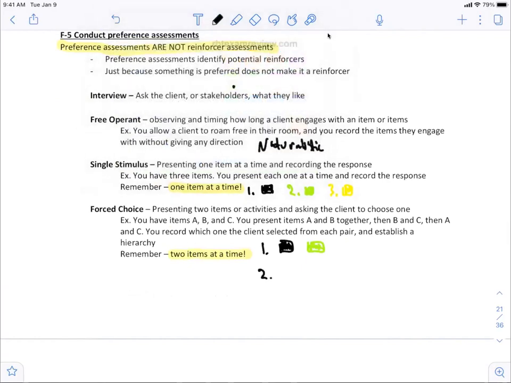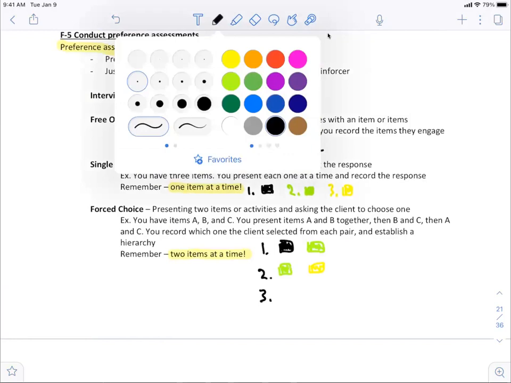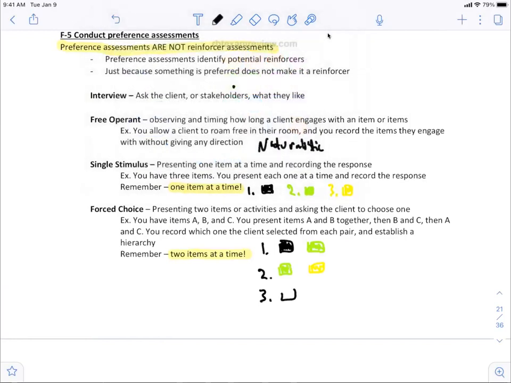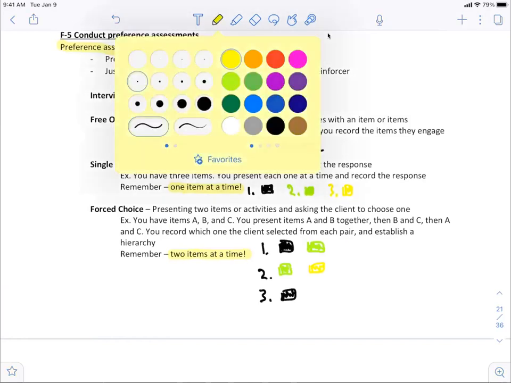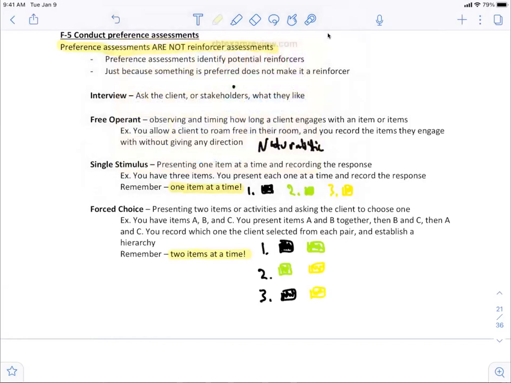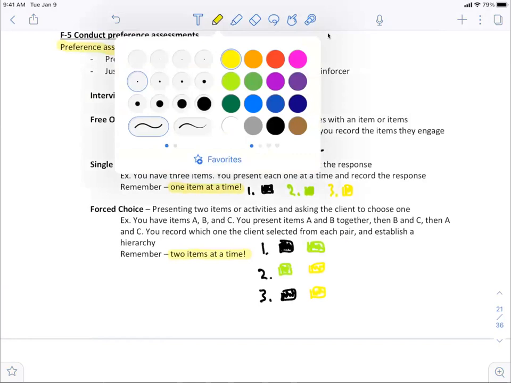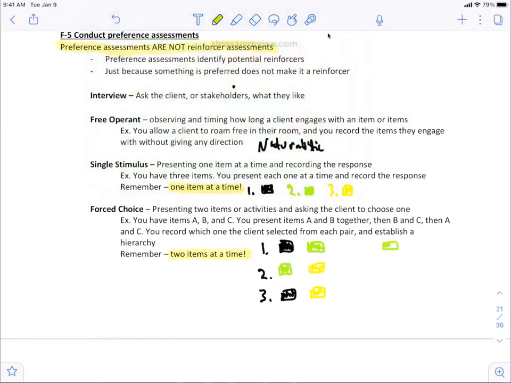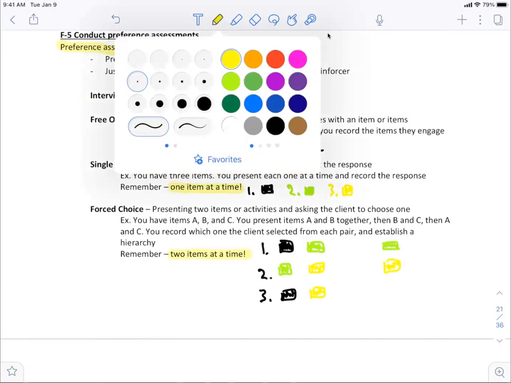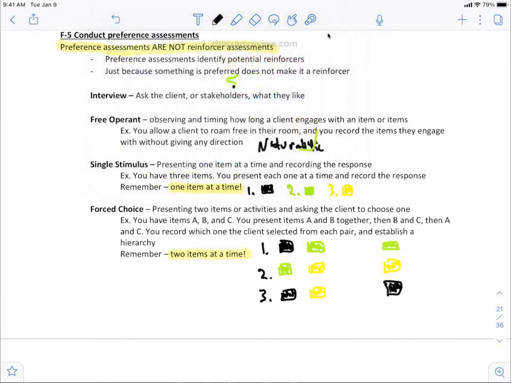Then your second trial, we would take the green square and the yellow square together. And then finally, your third trial, we would take the black square and the yellow square. And what benefit does that give us? That starts to create this hierarchy where we can say, okay, they like the green square, they like the yellow square, and then they like the black square. So we are forcing them to choose between two stimuli.